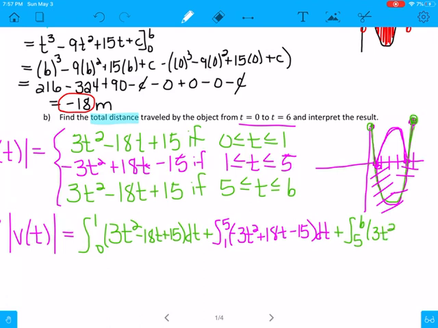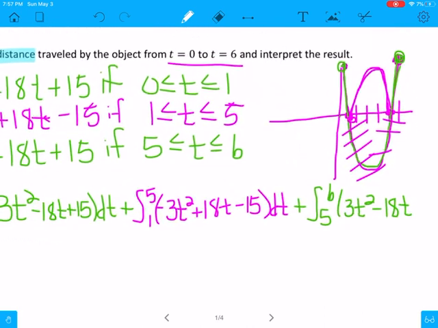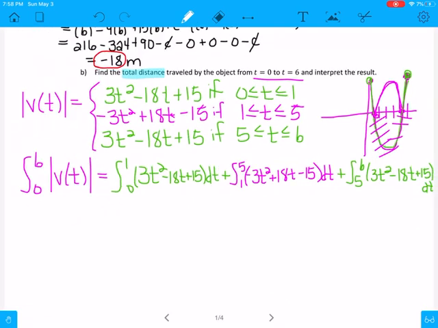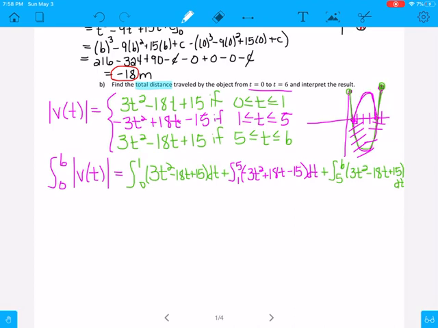3t squared minus 18t plus 15 dt should be beside my... run out of room. And you have totally looked at distance and displacement before. I know you have. You do it in grade 10, in Science 10.